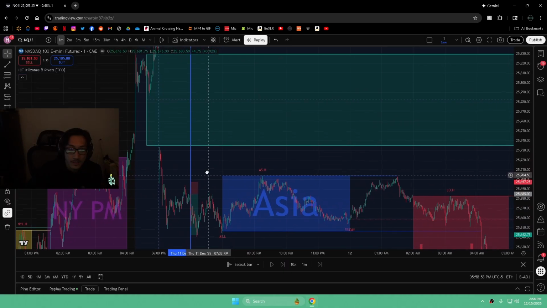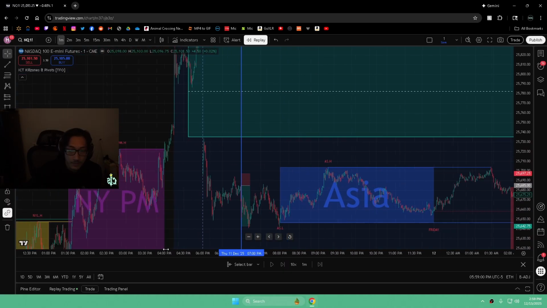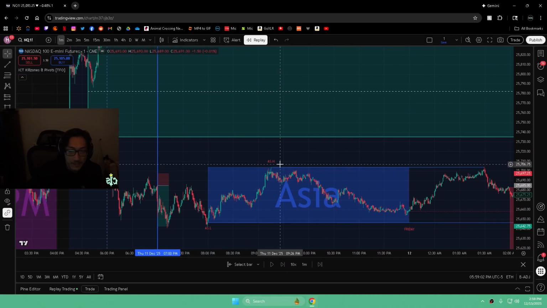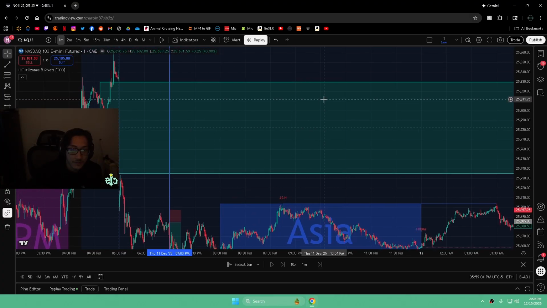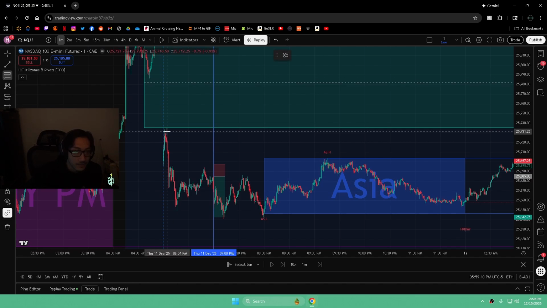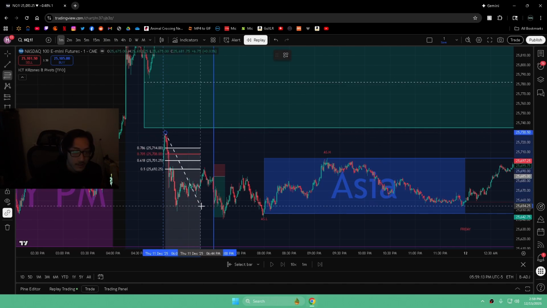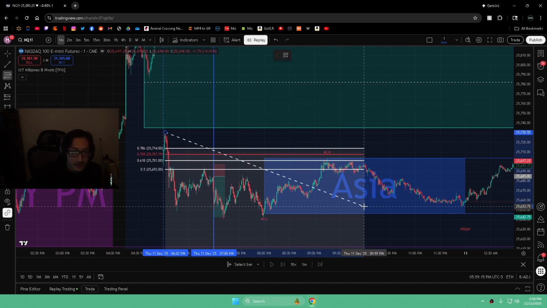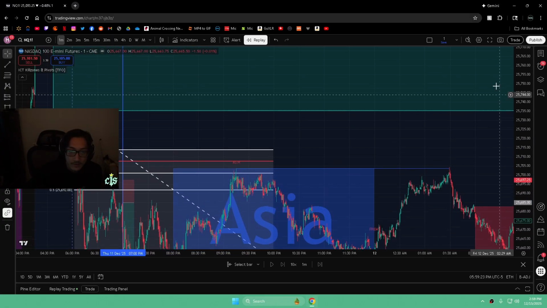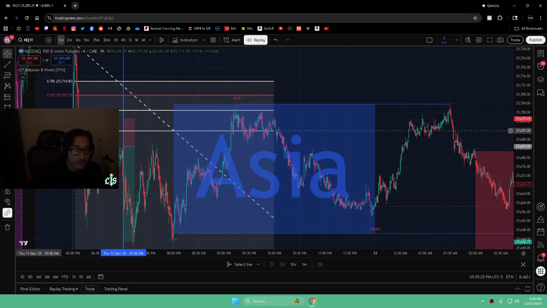Now, what price did here was fake people thinking it was gonna fill this imbalance. Now, I didn't get faked out because I had my fib, this wick to this wick, I believe. Yeah, this wick to this wick. And it tapped my zone. And guess what I did? I go short here.